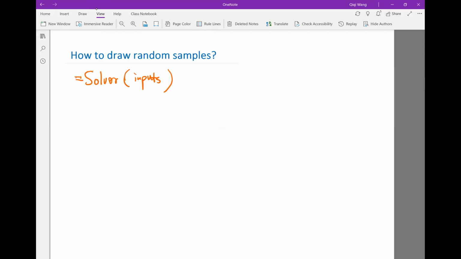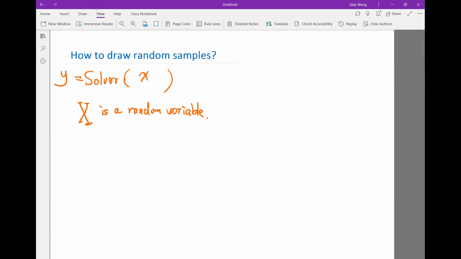So let's just say the input is x, and the output is y. Okay. Now, in a probabilistic computation, my x is no longer a number that is given. My x is now a random variable.